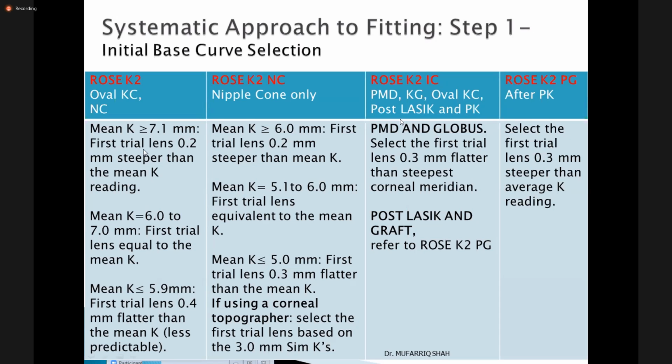Now, if the cone is a bit steeper than that and the mean K value is between 6 and 7 millimeter, then the first trial lens you want to start with should be equal to the mean K reading.